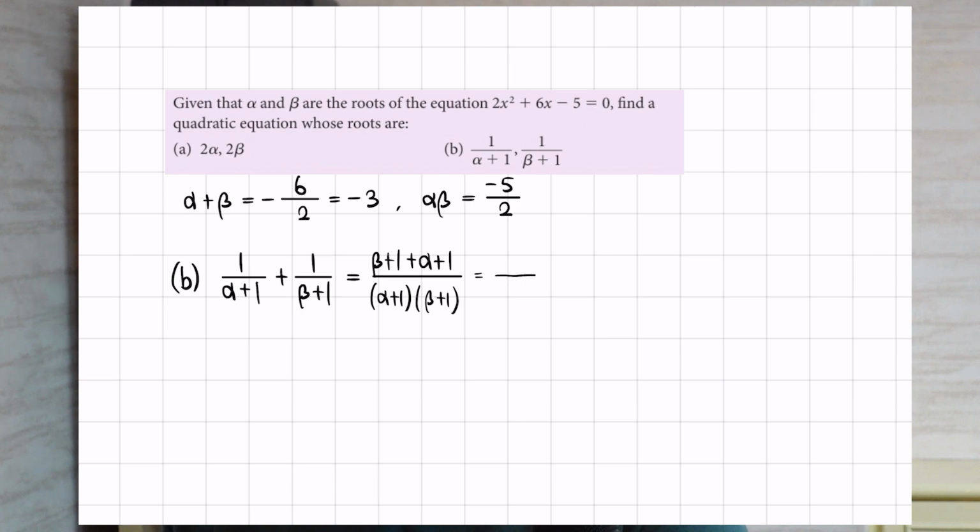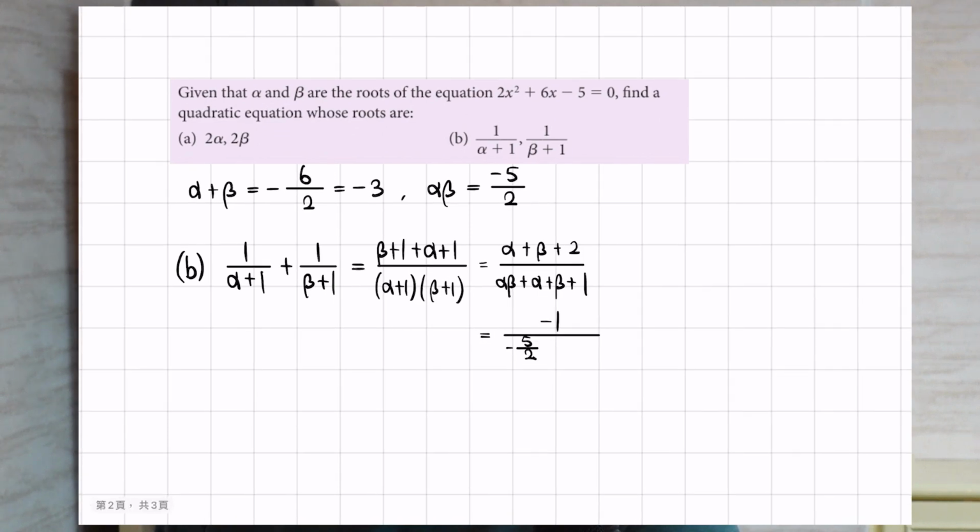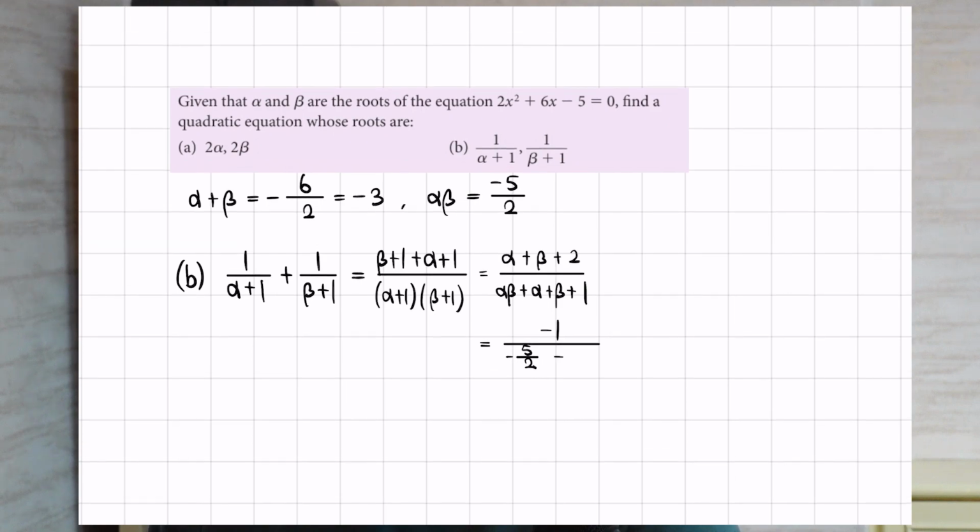The numerator is alpha plus beta plus 2, and for the denominator it is alpha beta plus alpha plus beta plus 1. According to the numbers we have found already, alpha plus beta is just equal to negative 3, so negative 3 plus 2 is negative 1. For the denominator, alpha beta is negative 5 over 2. We have negative 5 over 2 here, and add alpha plus beta, so that would be negative 3. Negative 3 plus 1 is negative 2. So negative 5 over 2 minus 2 is the denominator of this fraction, which is negative 9 over 2. So the final result is supposed to be 2 over 9.